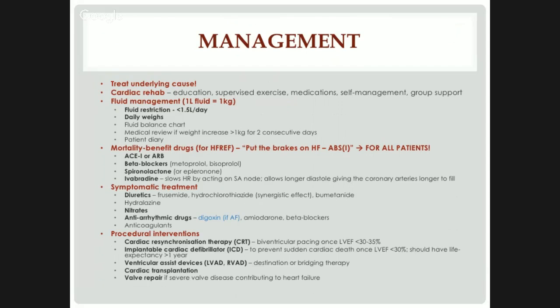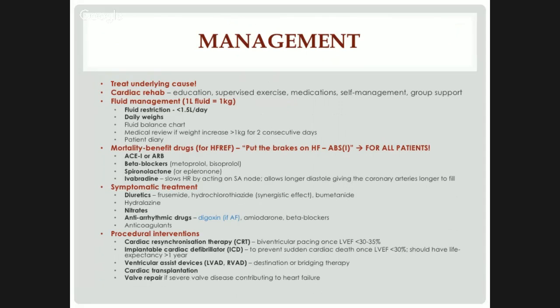The reason is they have proven mortality benefit. So it doesn't matter what your heart failure is like. These drugs, everyone with heart failure should be on. So give them an ACE inhibitor, which is the A, give them a beta blocker, which is B, spironolactone, which is the S, and ivabradine, which is the I, which slows down heart rate. And just remember which beta blockers are more cardioselective and which ones aren't.